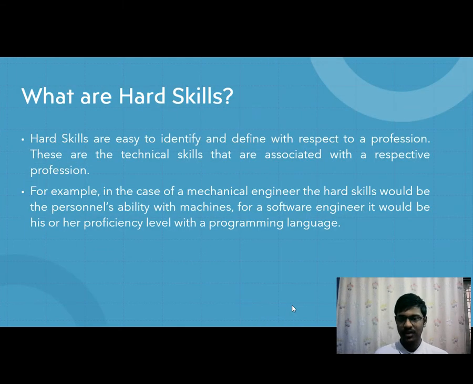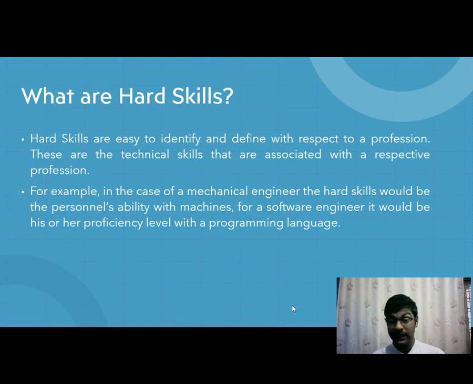So what basically are hard skills? Hard skills are easy to identify and define with respect to a profession. These are technical skills associated with the respective profession, and they can be gained or improved by any individual. For example, a mechanical engineer knows a lot about machines, a software engineer would know a lot about programming, and a mathematician knows more about formulas, and so on. So these are hard skills.